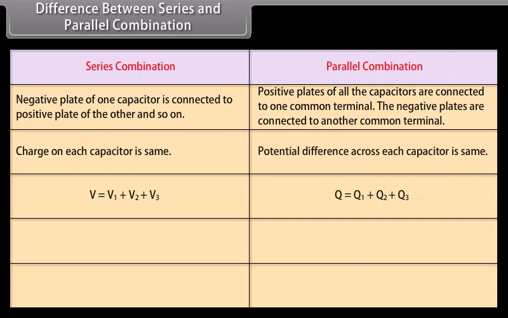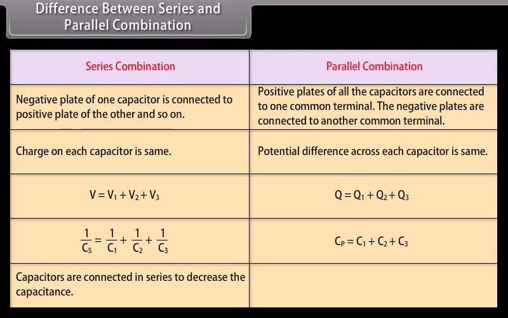In series combination, reciprocal of Cs is equal to 1 upon C1 plus 1 upon C2 plus 1 upon C3. Whereas, in parallel combination, Cp is equal to C1 plus C2 plus C3. In series combination, capacitors are connected in series to decrease the capacitance. Whereas, in parallel combination, the capacitors are connected in parallel to increase the capacitance.